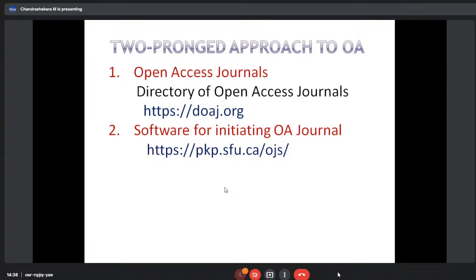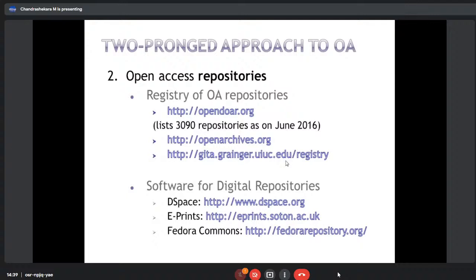Now, on open access journals, there is the directory and software for open access journals. These are the two we can see. One is the Directory of Open Access Journals, which I already told you about. Software for initiating open access journals is a good one: pkp.sfu.ca, Open Journal Systems. OJS means Open Journal System. The software is helpful for Open Access Journals.